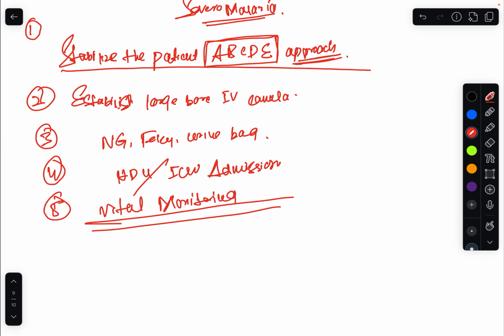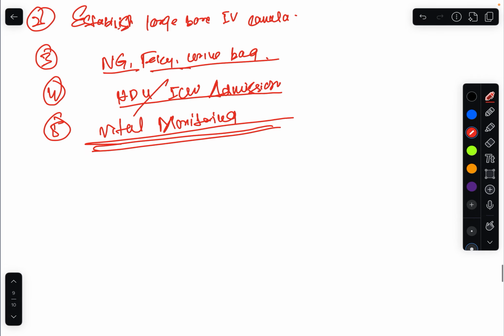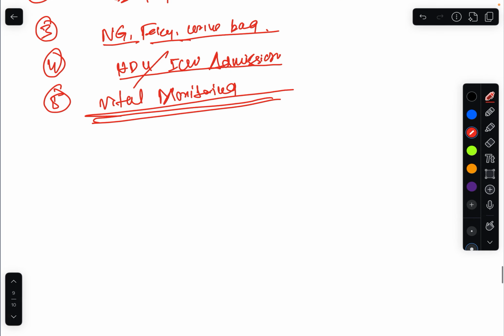We will stabilize the patient using the ABCD approach. We will establish a large bore IV cannula, and while we are establishing it, we can take samples and send the lab investigations, which we have already discussed. Then we can pass NG, Foley's and urine bag. We can consider early HDU and ICU admission, and we will do vital monitoring, and we will obtain labs.